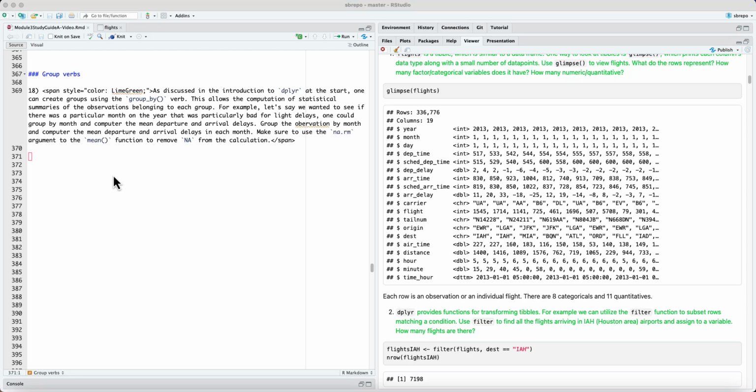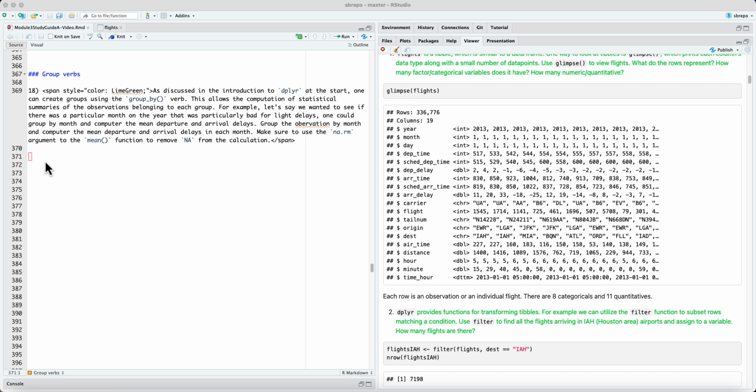As discussed in the introduction to data transformation, one of the most important tasks when dealing with data sets is to create statistical summaries, to calculate the mean and the median, standard deviation, and so on, in order to gain an idea about how the distributions of various variables vary.